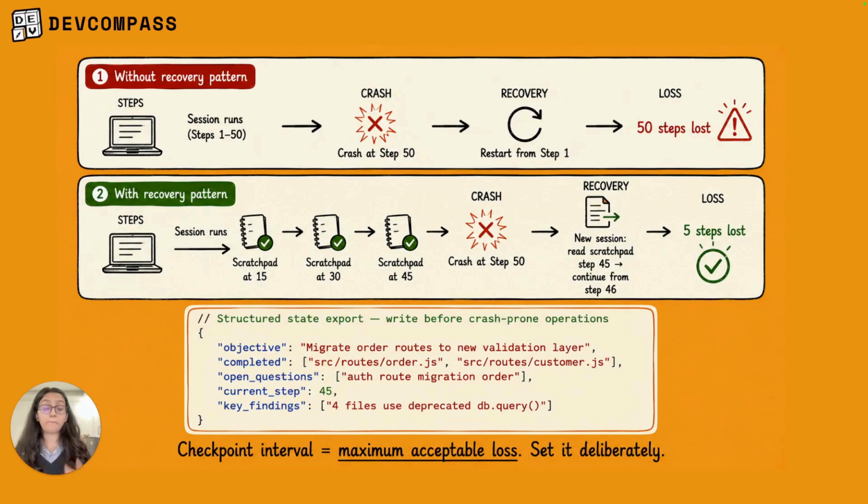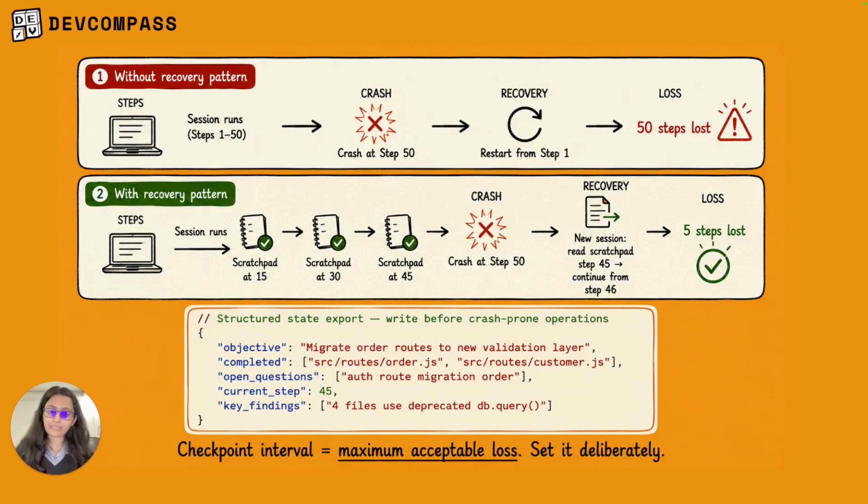But with the pattern in place, the session has Scratchpad files at steps 15, 30 and 45. When it crashes at step 50, the recovery is: start a new session, read the Scratchpad file from step 45, read the processed files list and continue from step 46. Loss, 5 steps instead of 50.